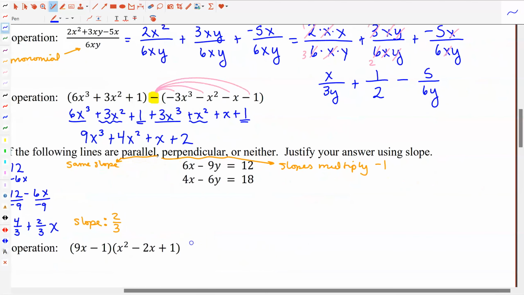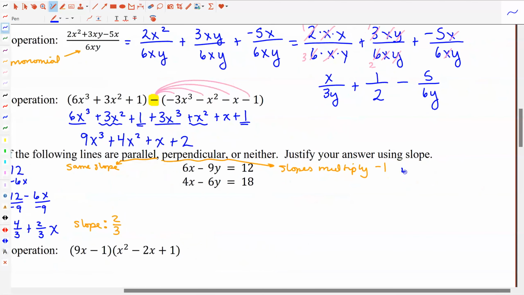All right, so let's go find the slope of 4x minus 6y is equal to 18. To solve this for the variable y, we'll move the 4x to the other side by subtracting it. So I get -6y is equal to 18 minus 4x. And we'll divide everybody by -6.